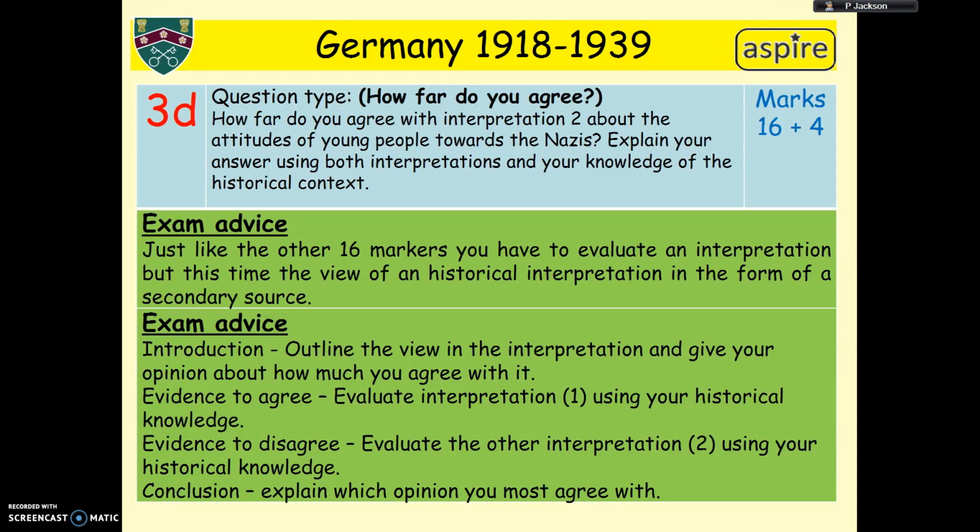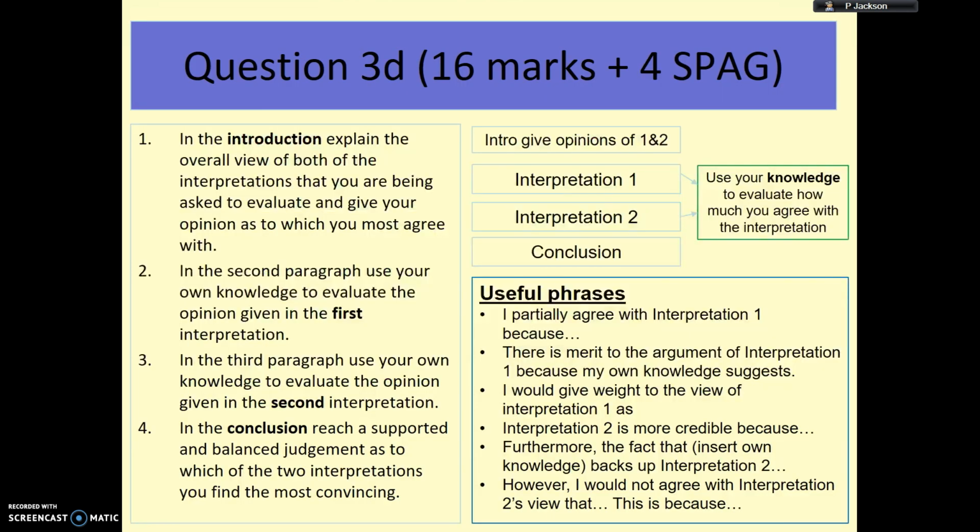And that requires you, and this is really important, to evaluate the different interpretation. So in this question, it says, how far do you agree with interpretation 2? So you're going to find evidence which agrees with interpretation 2 here. But then in the third paragraph, you're going to find evidence which disagrees with interpretation 2, and you're actually going to evaluate the other interpretation. Now, I'll go through this again with you in class, but the most important thing to remember for this question is you have to write about both interpretations in your answer. In the conclusion, you're going to explain which opinion you most agree with. So is it interpretation 2, or might it in fact be interpretation 1?